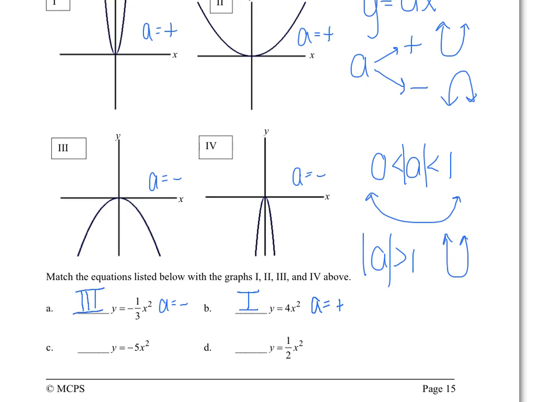For c, y equals negative 5x squared. A is negative, so it's going to be 3 or 4. But 5 is greater than 1, so it's going to be narrower. And therefore, we've got graph 4.